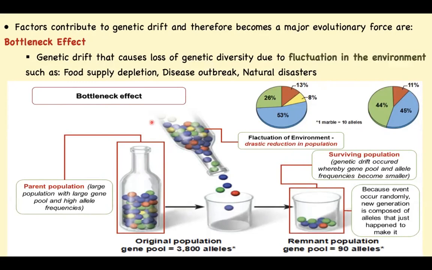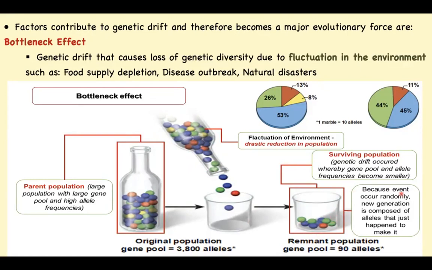Contohnya bila terjadinya fluctuation in the environment, ada drastic reduction in the population. Yang keluar ni, if you see the bottle, daripada besar dekat sini dia jadi kecil. So this is bottleneck effect. So apa yang keluar dekat sini is the surviving population. So this is because of genetic drift, where the gene pool and the allelic frequency become smaller.